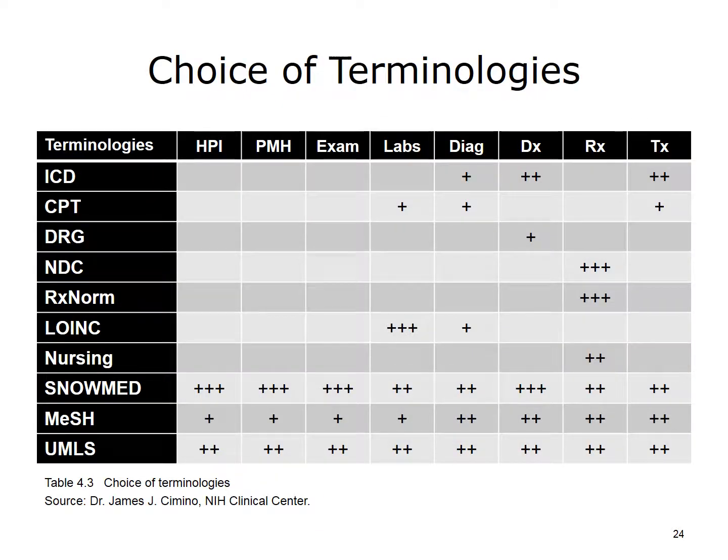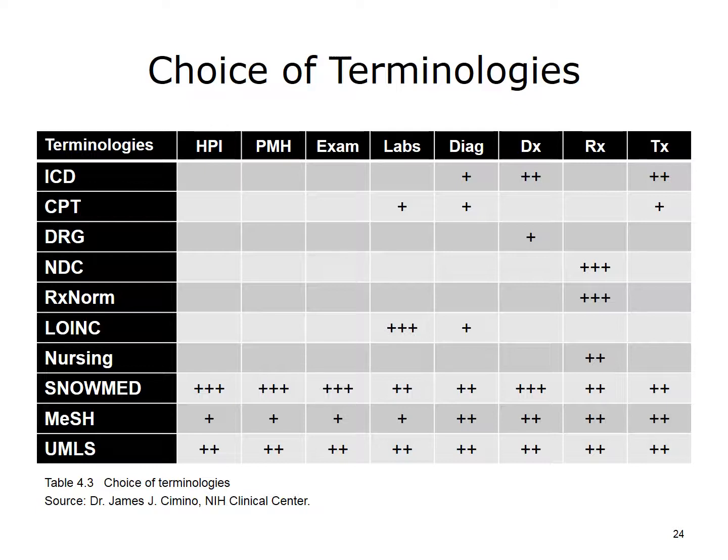Slide 24. In summary, this table shows the main controlled vocabulary sets used for the different categories of data. The number of pluses indicates significant use in the U.S. ICD and CPT have a cost associated with them. The table shows what terminologies are used for what purposes.